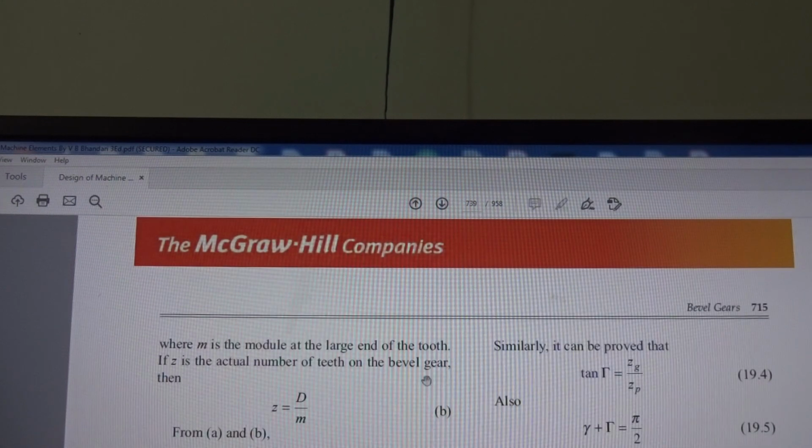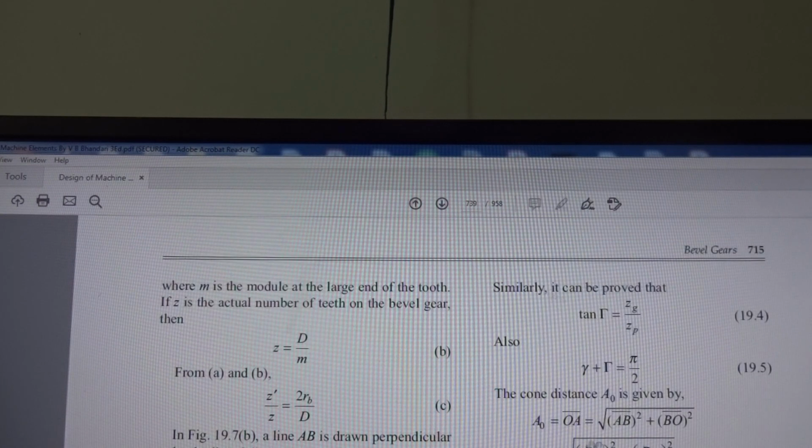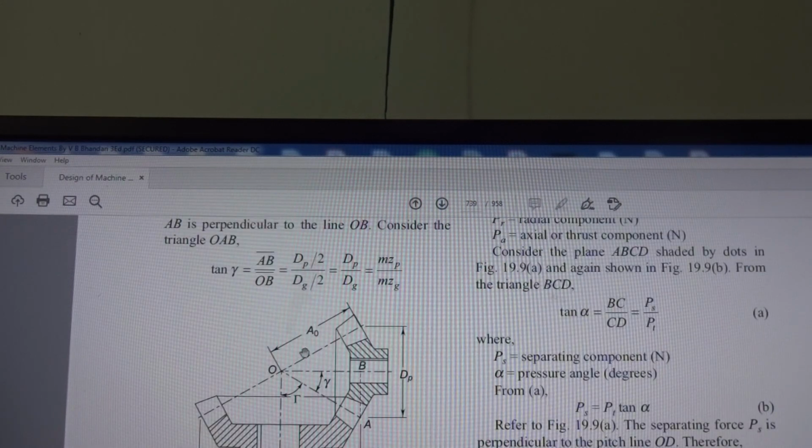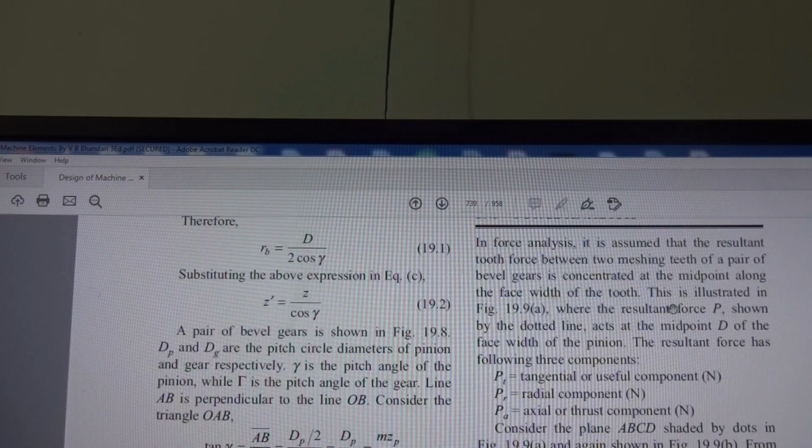And second, similarly, the pitch angle for the gear is denoted by this symbol delta. So tan delta is equal to Zg by Zp. So gamma plus delta is equal to pi upon 2. Now the cone distance A naught is equal to the root of this A squared plus this A squared. So A naught is the root of (dp by 2) plus (dg by 2) whole squared. So you can get the cone distance.